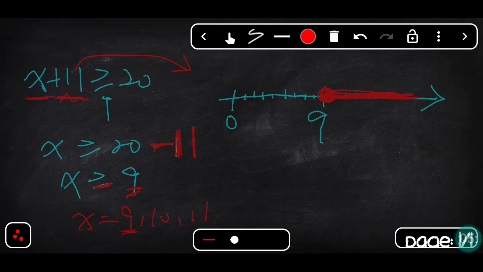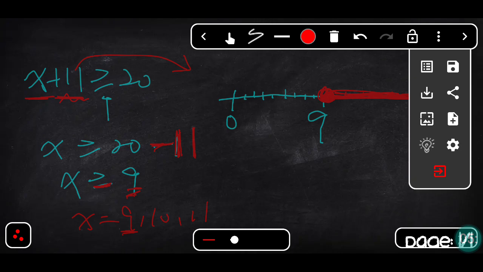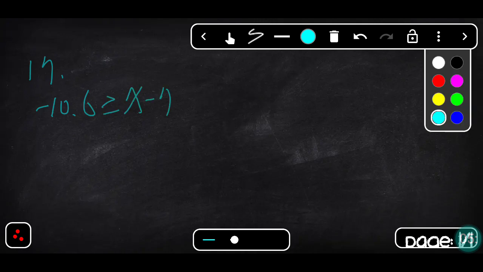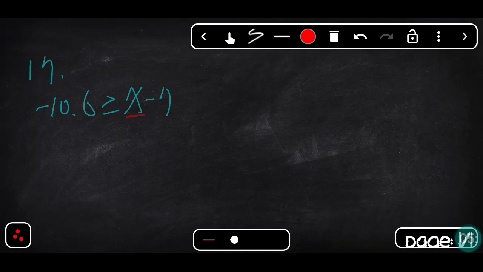Okay, actually there's nothing new in this section. Again, so we change to a more complex problem. Actually, all things are almost the same. Negative 10.6 is greater than or equal to x minus 7. Again, the same. We want to find out the solution set.